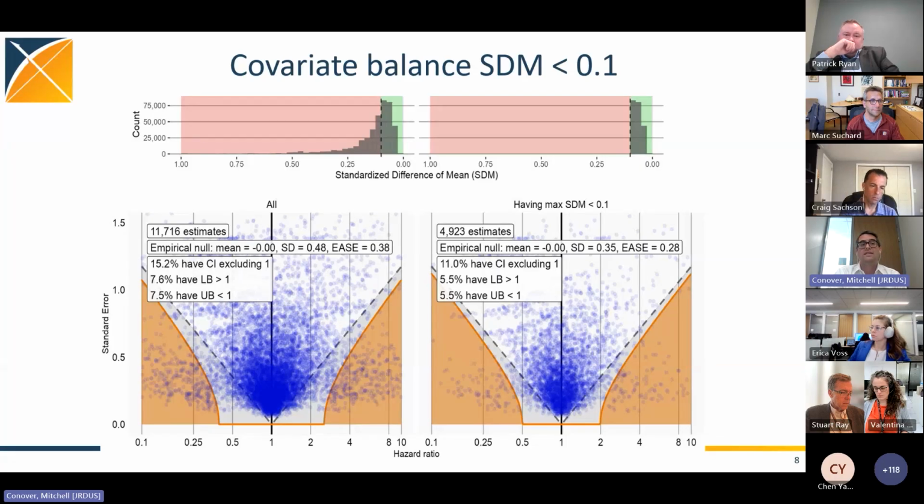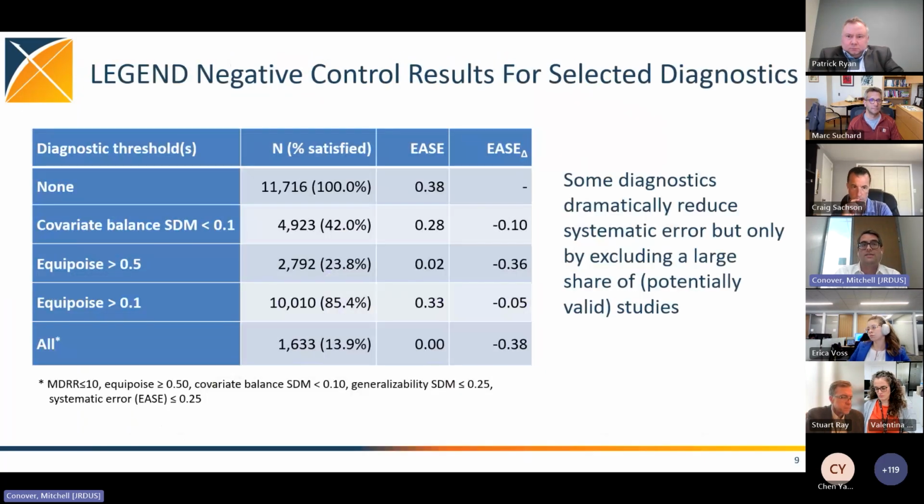And so what we can see is if we measure the systematic error and bias with the EASE statistic of 0.38, when we restrict to those passing the diagnostic criteria, a little less than half of the analyses actually pass that diagnostic criteria. And we can see that we improve the EASE slightly to 0.28.